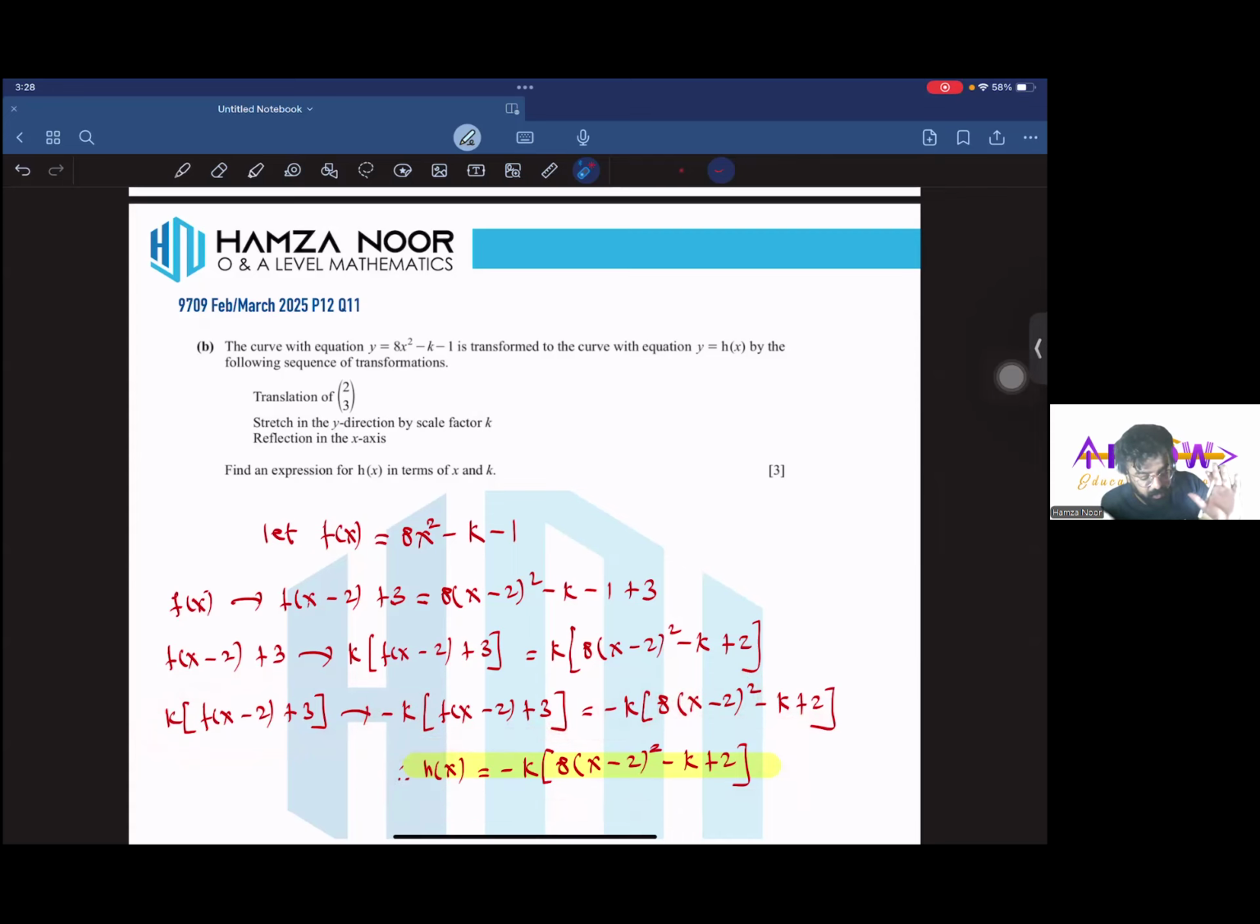It's not a requirement here to completely expand and simplify. If a specific form was required, then we would obtain our answer in that form. But here, this answer is perfectly fine. This was the solution of part B.